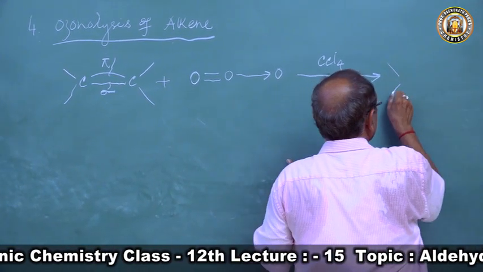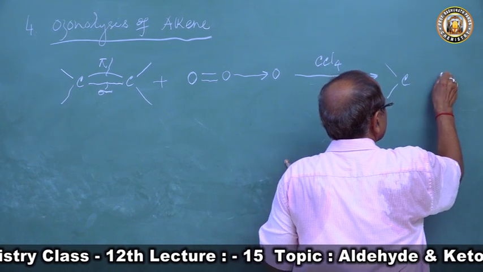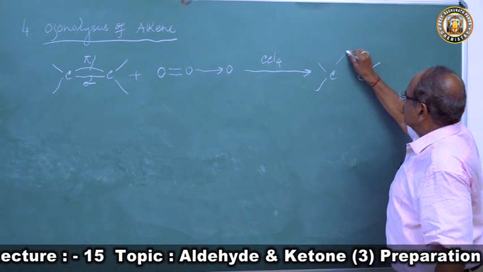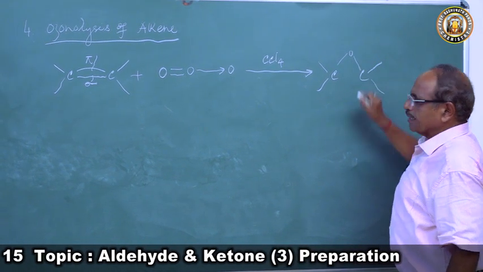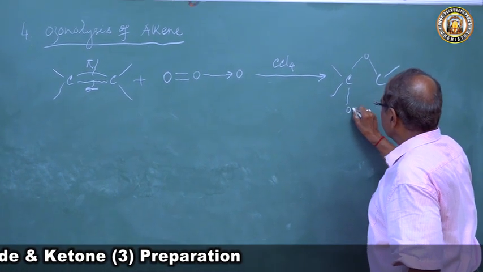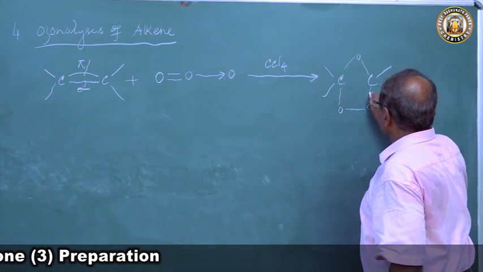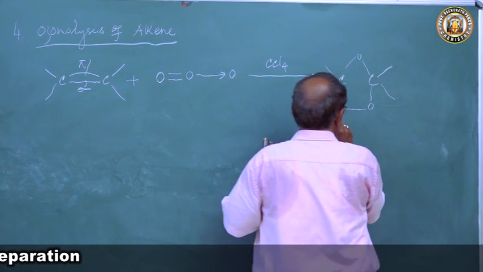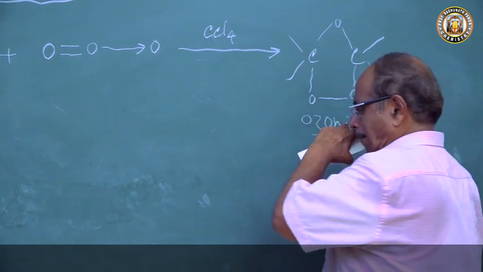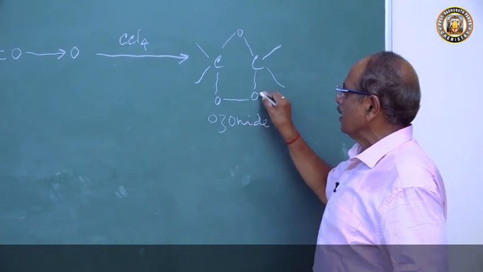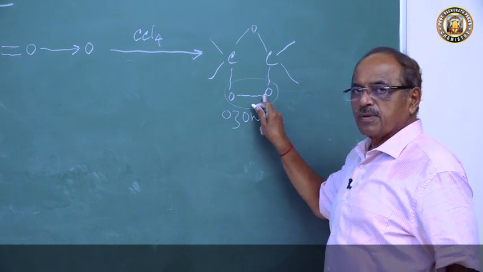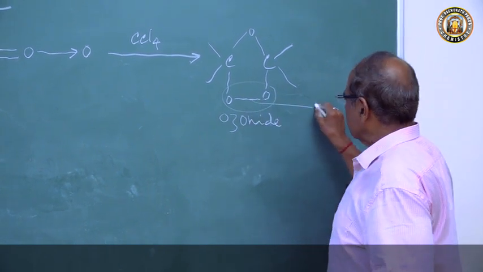The C remains here and the C remains here. The pi bond has broken and an oxygen atom is added. Then the sigma bond will break and an oxygen atom will be added. So this forms this, and this is called ozonide. This ozonide is unstable because of the peroxy linkage. O single bond O is called the peroxy linkage.